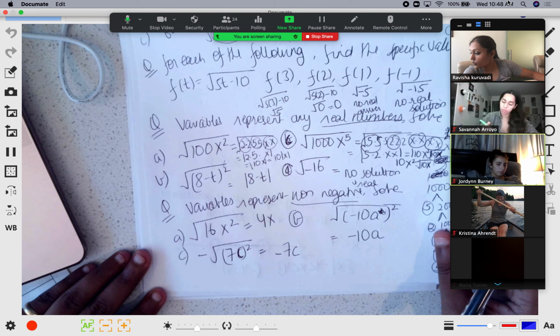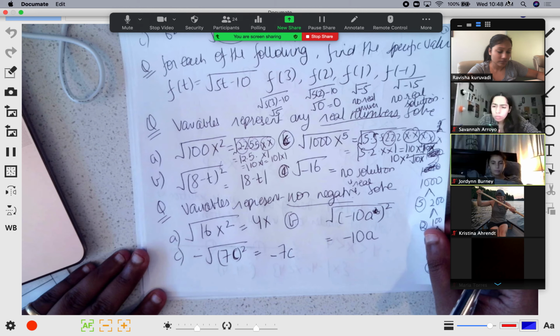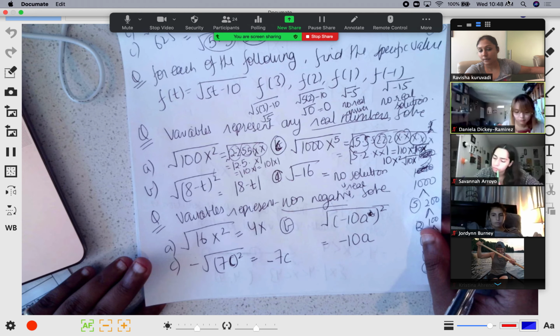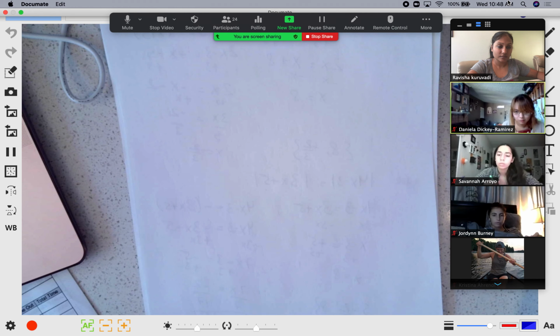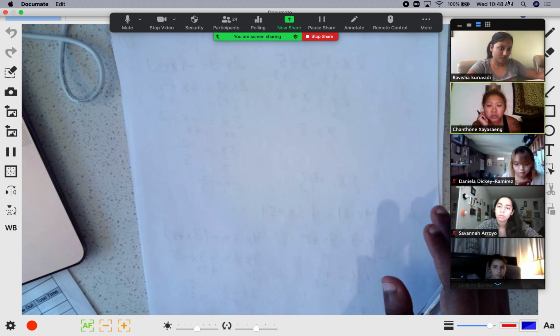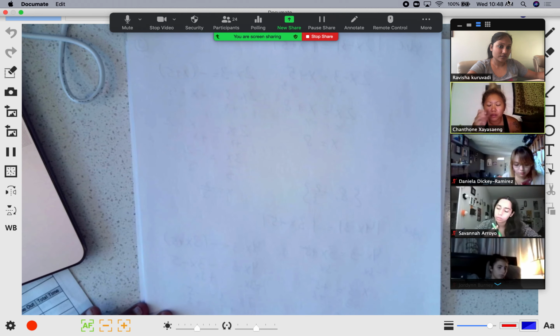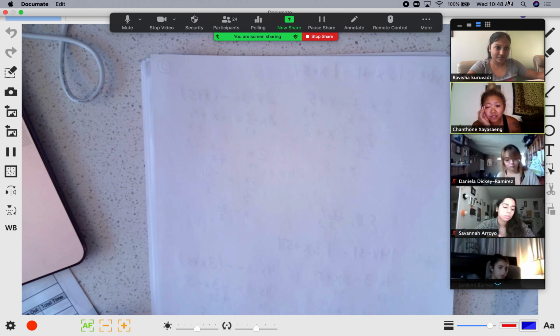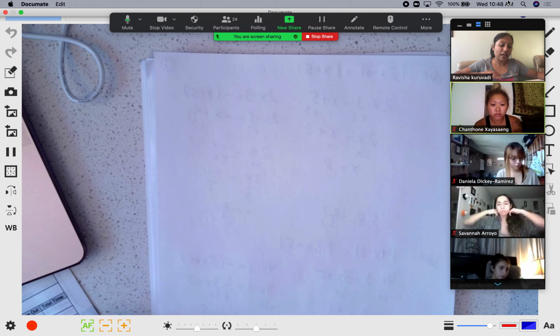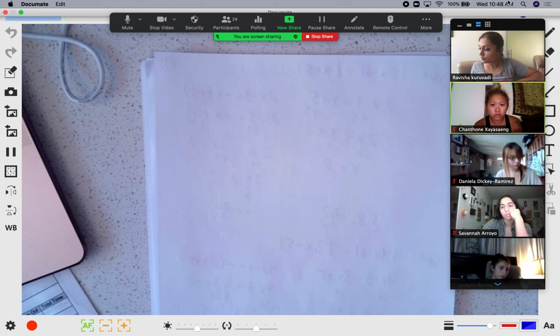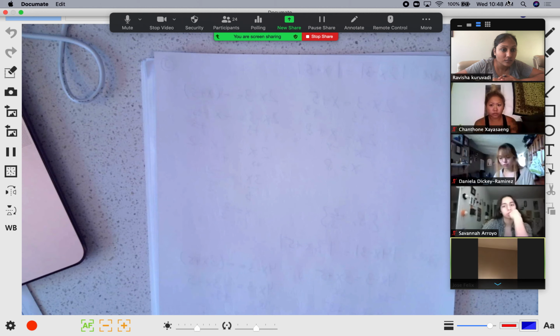Any questions, anyone so far? So unless it says all real numbers, you won't have to put the absolute sign, right? Yes. With all real numbers, you'll put the absolute sign. And that's how we turn it in for the homework. It would just be negative 10A. Yes, that's it.